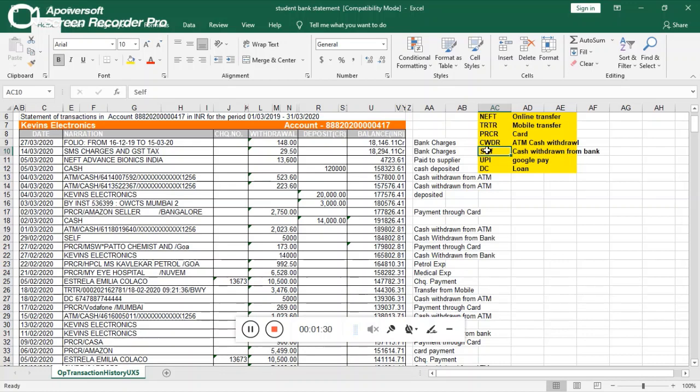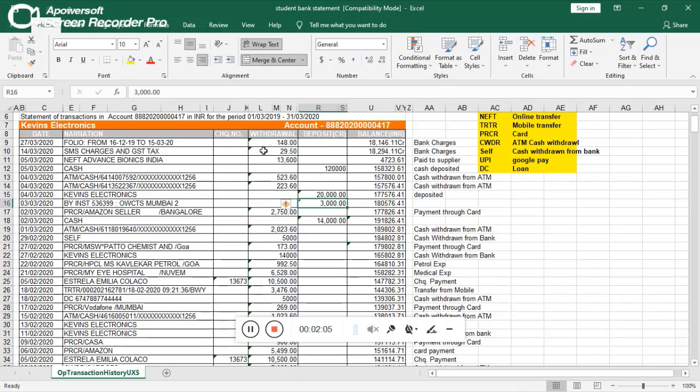Self, or sometimes your company name on the bank statement, means cash withdrawal from the bank. UPI means Google Pay, or somebody must have paid you through Google or some other mobile app. DC means loan, either a loan taken or a loan paid. So these words are very important. You have to note down these words whenever you are working on bank statements.